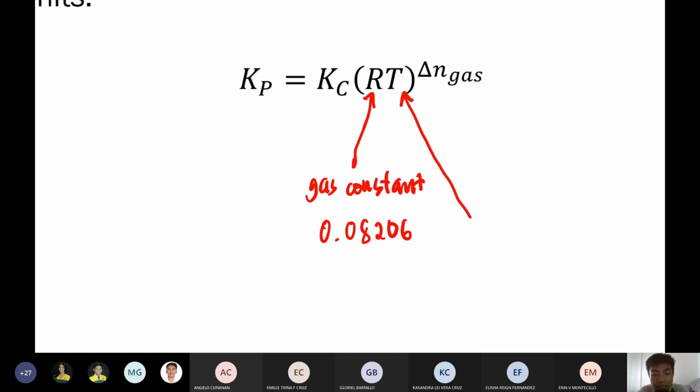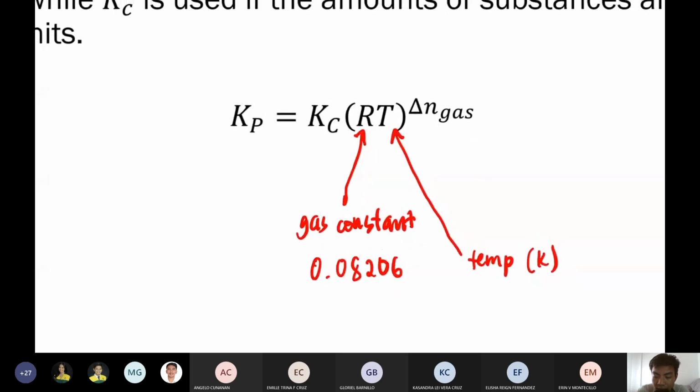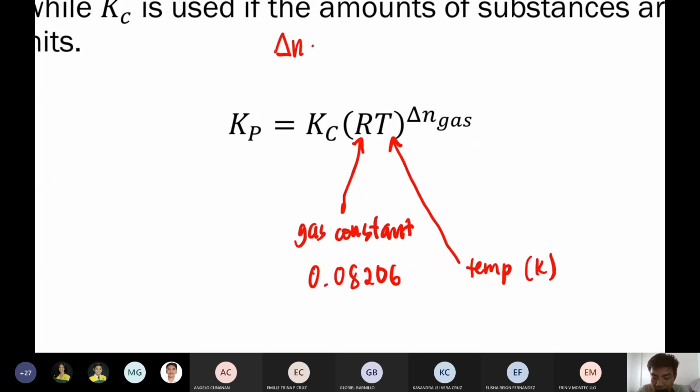Letter T, that is the temperature. And the temperature must be converted in Kelvin values. No? So, kailangan naka-Kelvin. Kasi gas constant mo, naka-Kelvin yan eh. And then you have this delta N gas. So what is delta N gas? No? So expand natin. Delta N gas is the difference of the gas sa product minus the gas sa reactant.